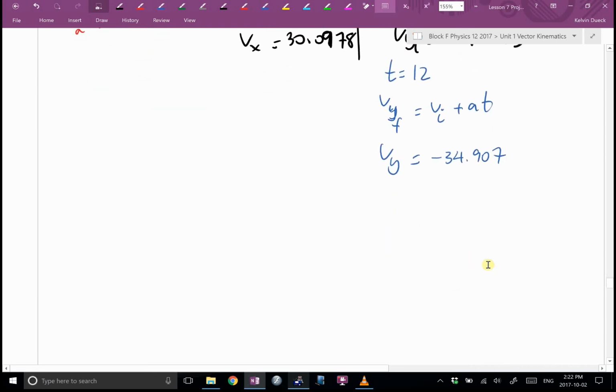And now I can say, you know what? I think my velocity looks like that. It's on the way down because of that negative. It's on the way down at an angle. Did I say angle? So?